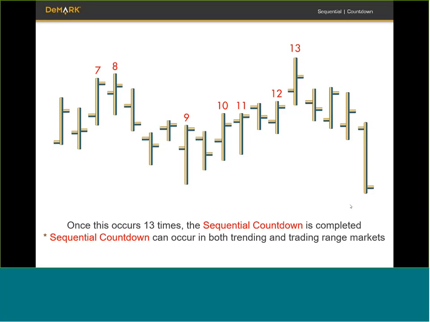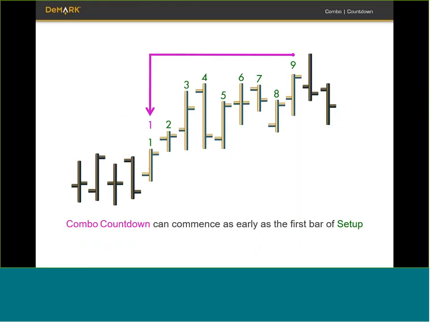So the countdown with sequential can notably occur in both trending and trading range markets, which is important because that's a critical difference between sequential and combo. So when you hear people talk about the 9s and the 13s, if you see DeMark research, you're always hearing people talk about sequential and combo. Both of these indicators begin with the same setup, but combo begins concurrent to the setup. So it can begin as soon as the first bar of the setup.